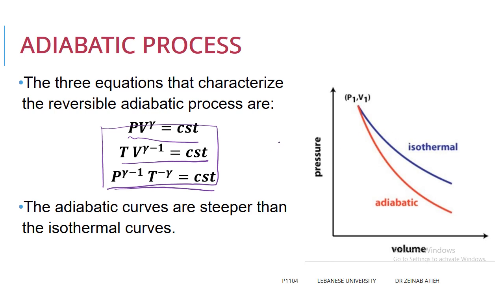Now, if you have seen a PV diagram and you see an isothermal and an adiabatic process, you can clearly see that this is an isothermal process. You can see that an adiabatic process is steeper than an isothermal process. So if you're going to distinguish between an adiabatic and an isothermal process in a figure, you can distinguish them in this way. The adiabatic process is usually steeper than an isothermal process, and they usually have this shape.